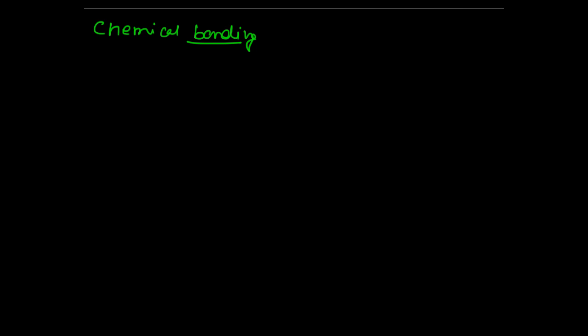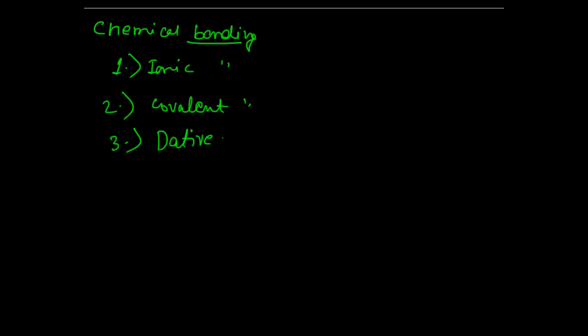So basically we'll be studying three different types of chemical bonding. They are: one, ionic bonding; two, covalent bonding; and three, dative covalent bonding. So let's start with ionic bonding.